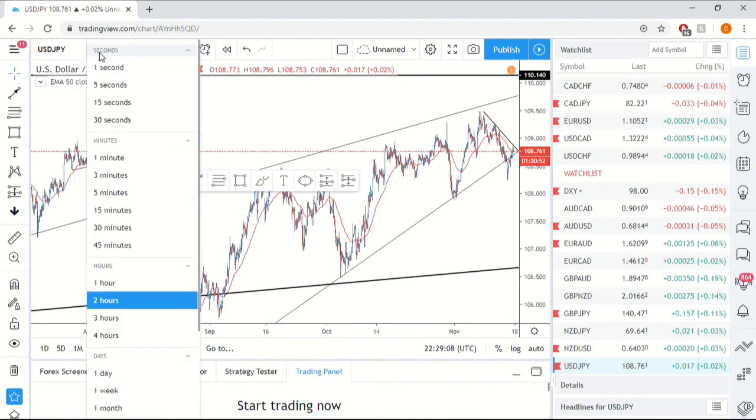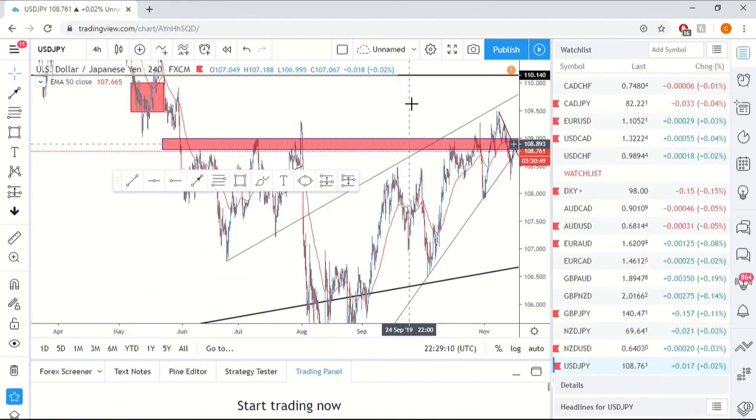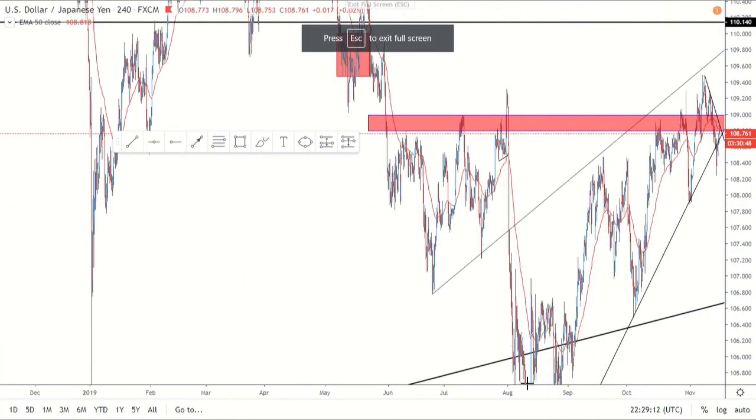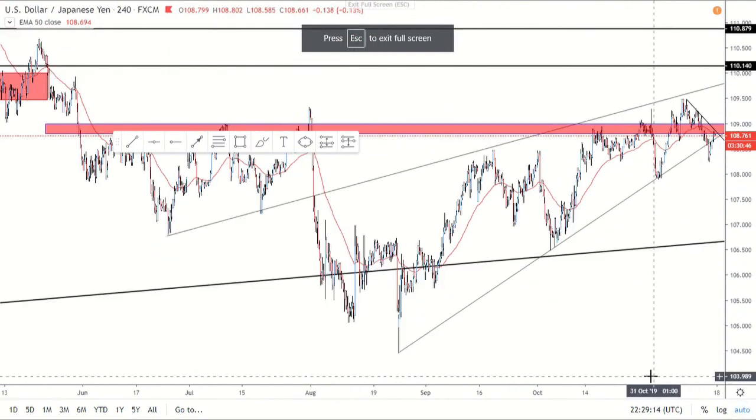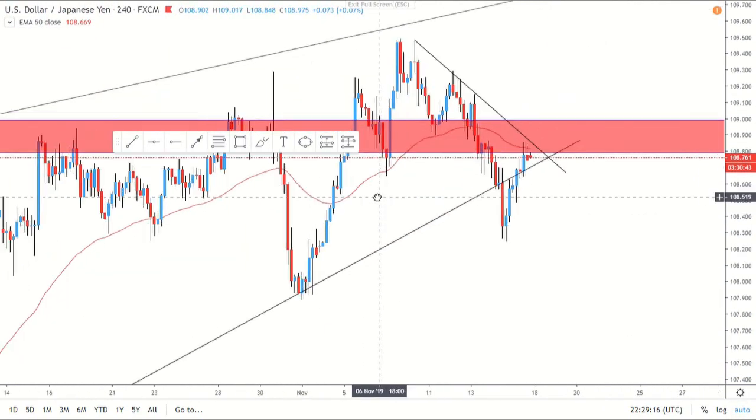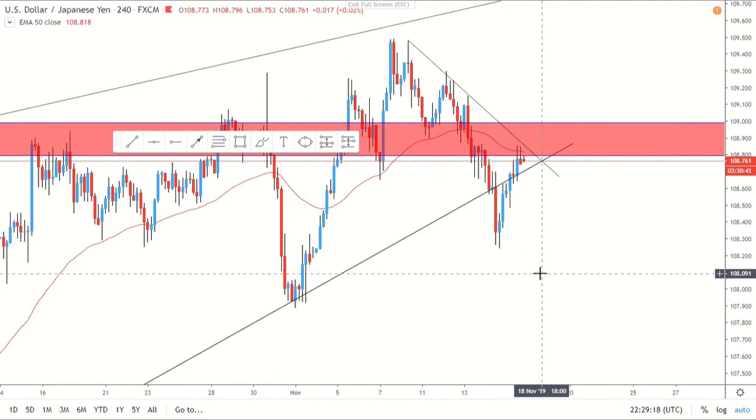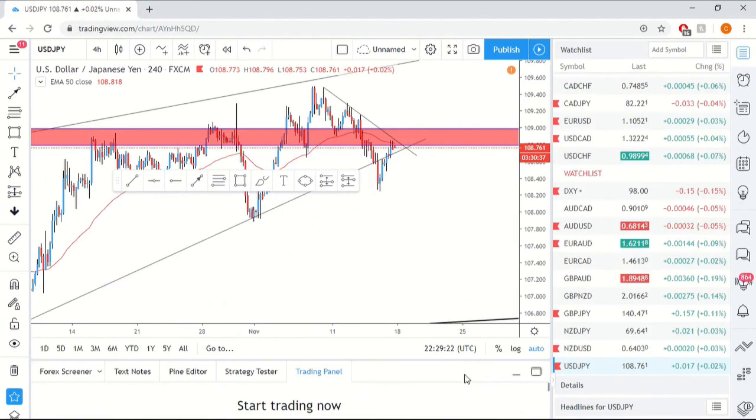If I change this back into 4 hour. Yeah, so as you can see, if we do get the short, there's a lot more potential there, and then we potentially look to take this a lot lower. So that's all the pairs I'm looking at for the week.